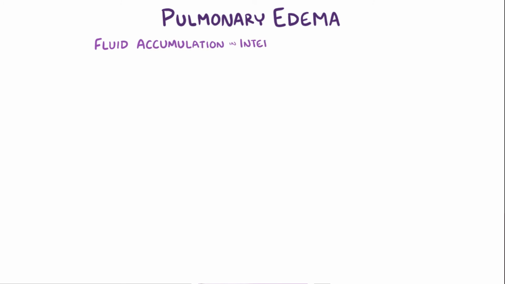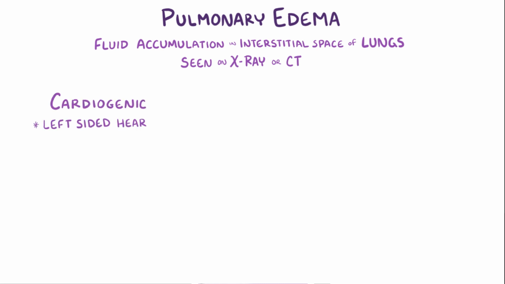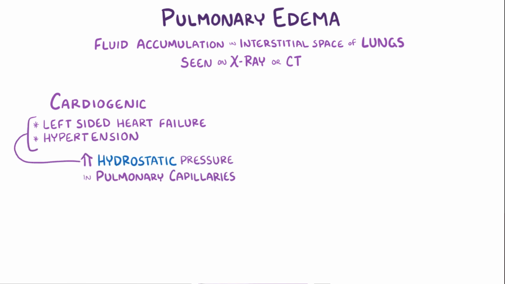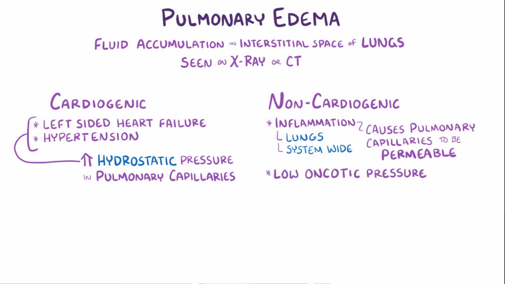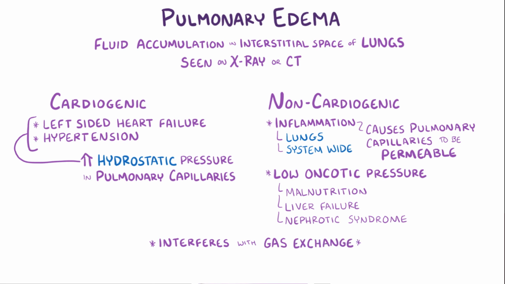Alright, as a quick recap, pulmonary edema refers to fluid accumulation in the interstitial space of the lungs, which can be seen on a chest X-ray or chest CT scan. Common cardiogenic causes include left-sided heart failure and hypertension, both of which lead to increased hydrostatic pressure in the pulmonary capillaries. Common non-cardiogenic causes include inflammation in the lungs or system-wide inflammation, which causes the pulmonary capillaries to be more permeable. Other causes include a low oncotic pressure, which can be from malnutrition, liver failure, and nephrotic syndrome. Regardless of the cause, pulmonary edema interferes with gas exchange and results in shortness of breath.